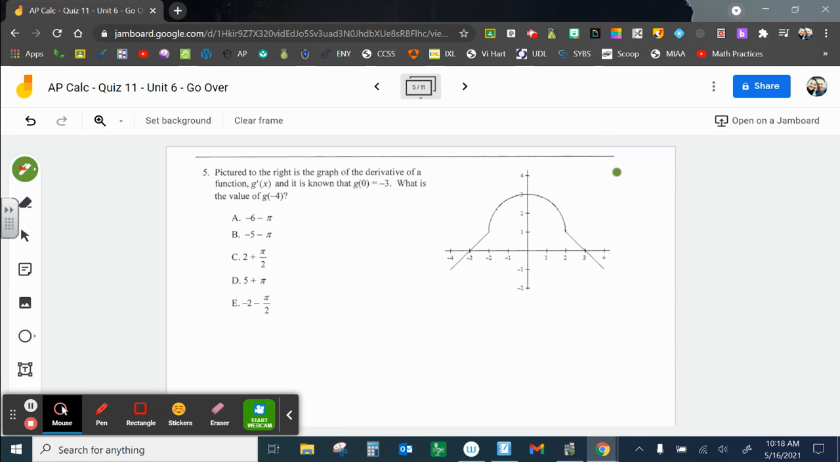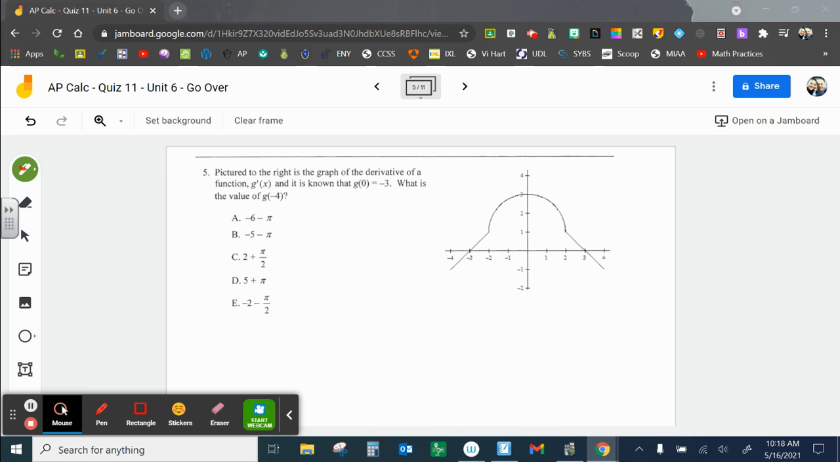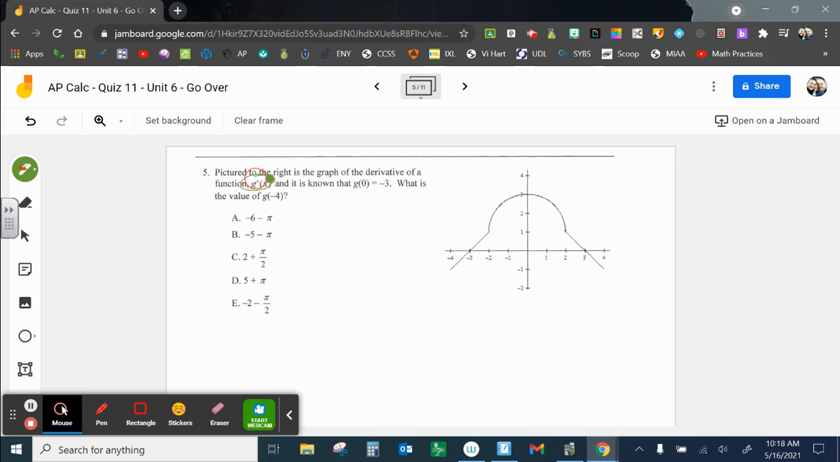All right, number 5. Picture to the right, and the guys at home, just make sure you're hollering out questions as they come up. If you see something that you're not sure of, just ask. Picture to the right is the graph of the derivative of the function g prime of x. They do not have it labeled. I always want you to label it. You start doing the problem, especially if there's part 1, part 2, and then you forget what the graph is.